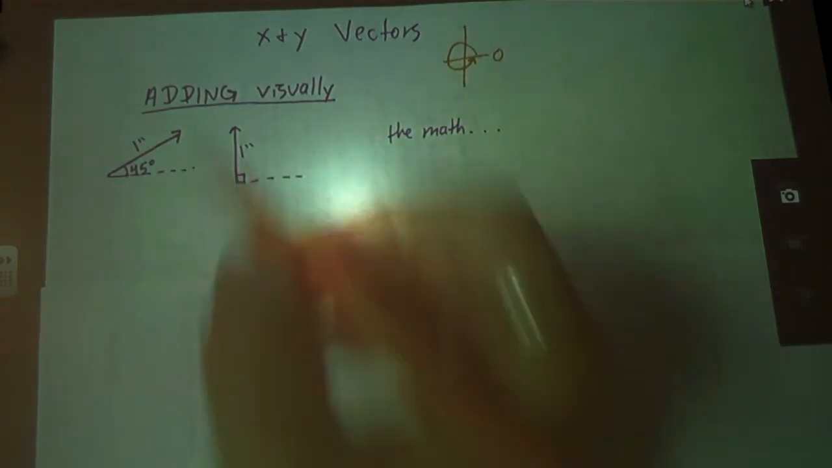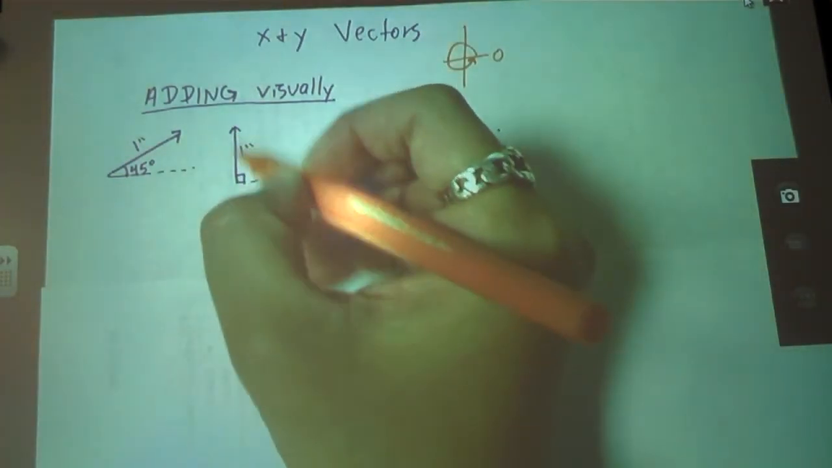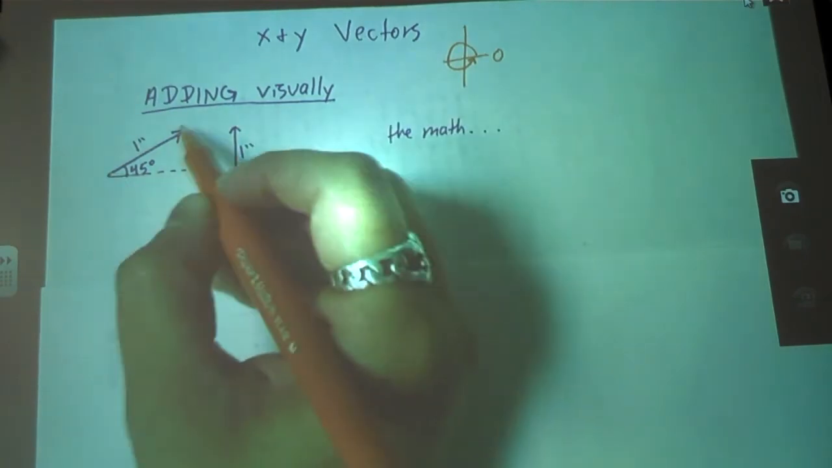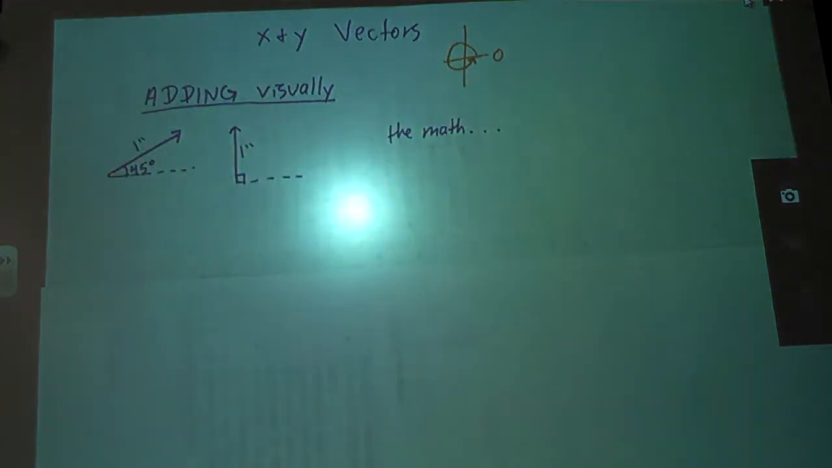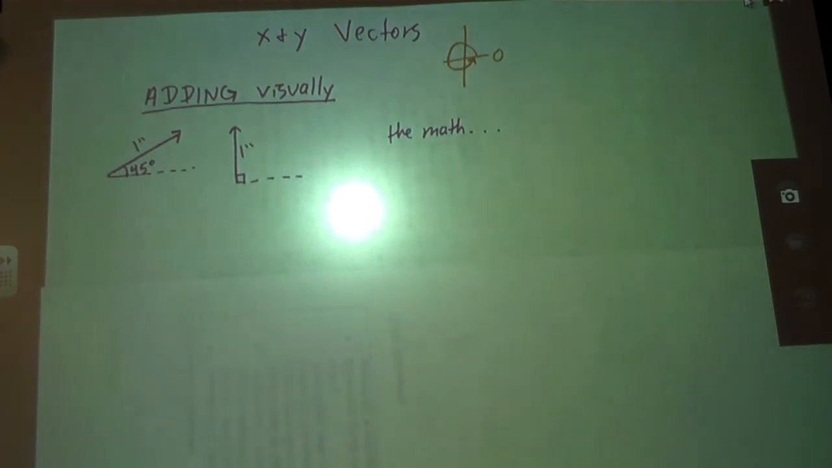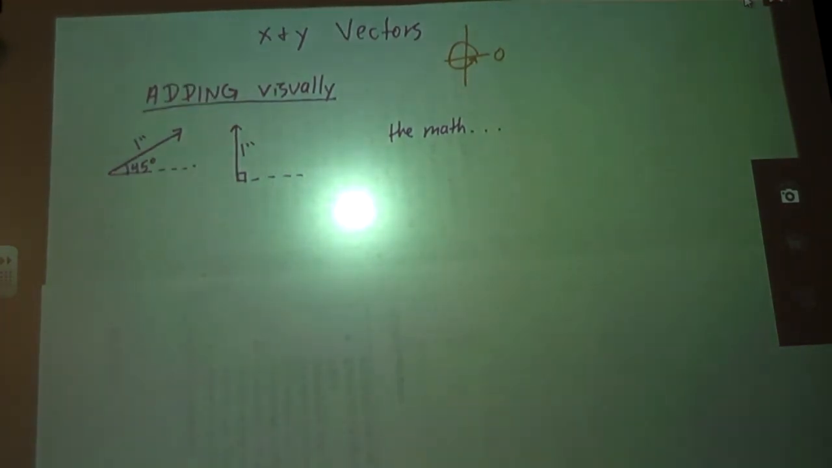You'll notice that while this vector only has an up and down portion, since this is at an angle, it has an x piece and a y piece, a vertical piece and a horizontal piece. So we're going to have to make sure to address each of those separately. Visually, I can take care of it all at once.